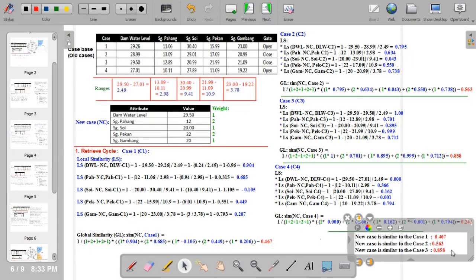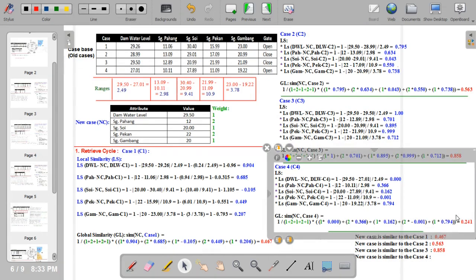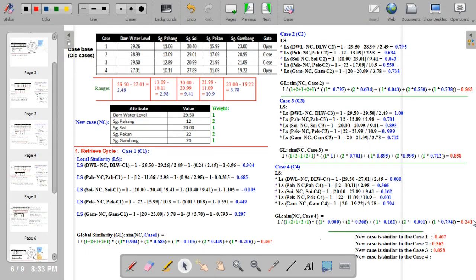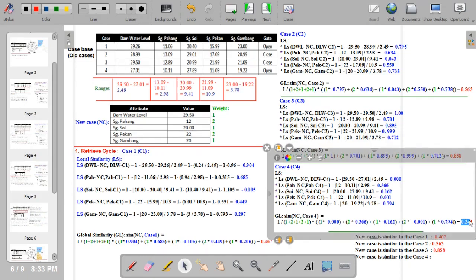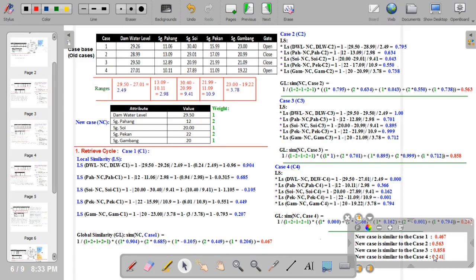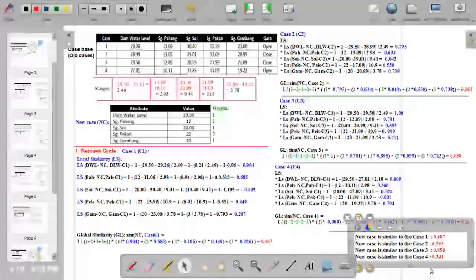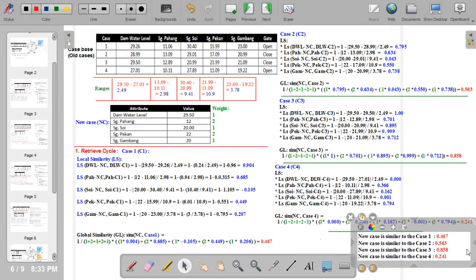0.4. And the new case is similar to the fourth case. The value of what? Here it is, right? The result of the global similarity between the new case and case 4 is 0.4. Based on this outcome from the result where we calculate the similarity measure, which one do you think is the most similar case to the new case?